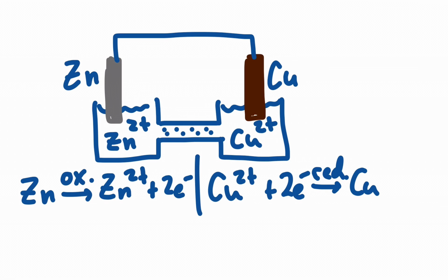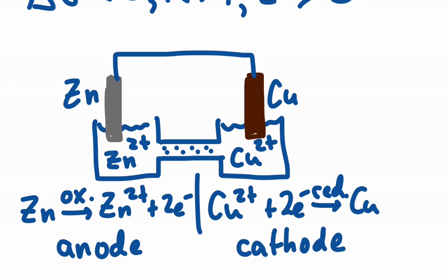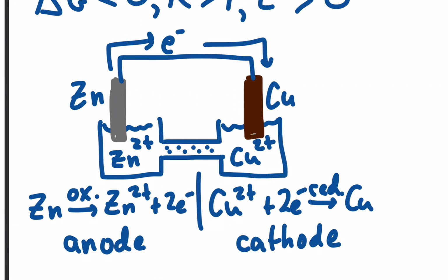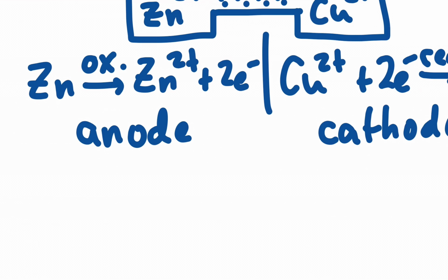The side where the oxidation occurs is called the anode. The side where the reduction occurs is called the cathode. Electrons are produced at the anode, therefore they travel through the wire from the anode to the cathode. And we can look up in standard reduction tables the potential for these half reactions. This is called the standard reduction potential. These are reference values based on 1 molar solutions.